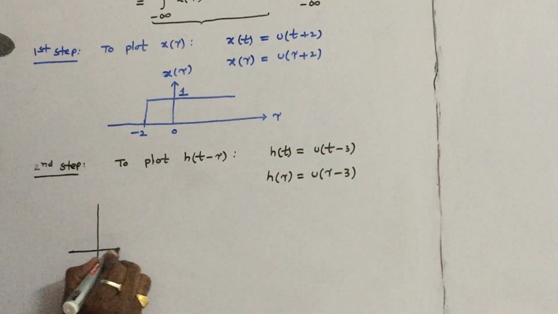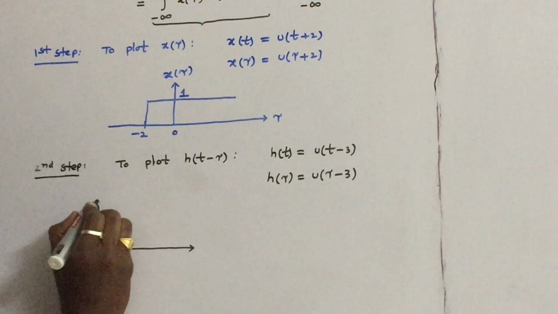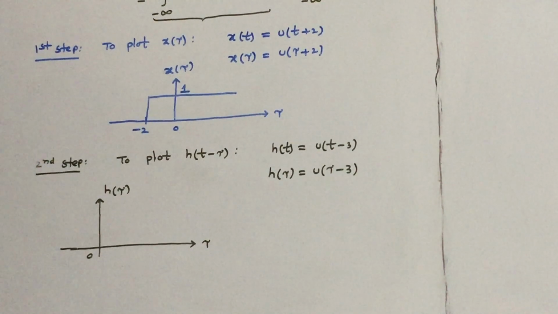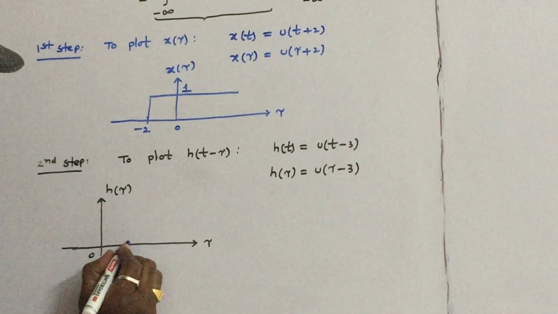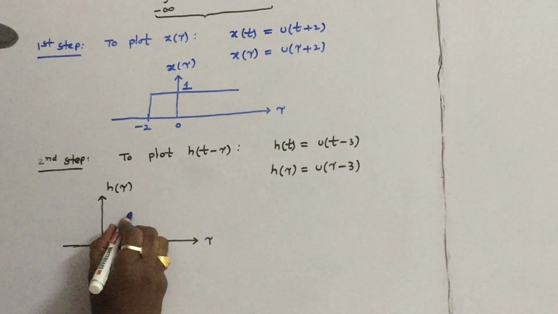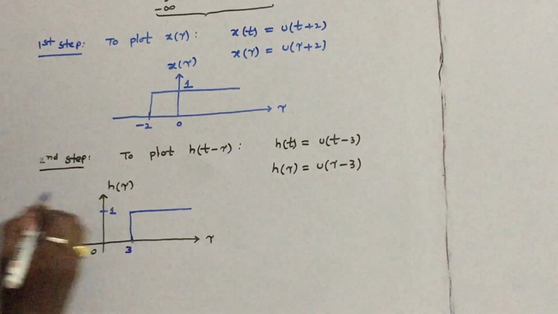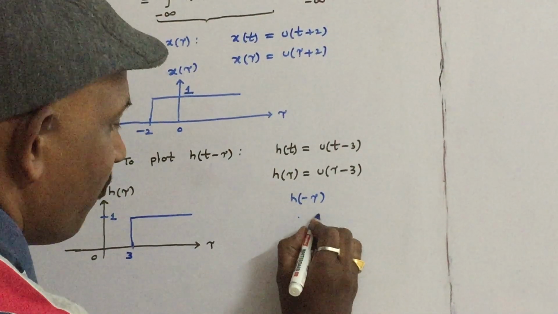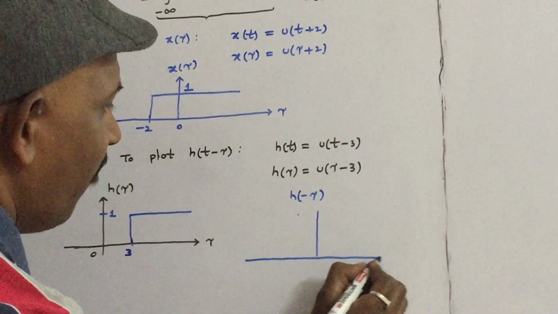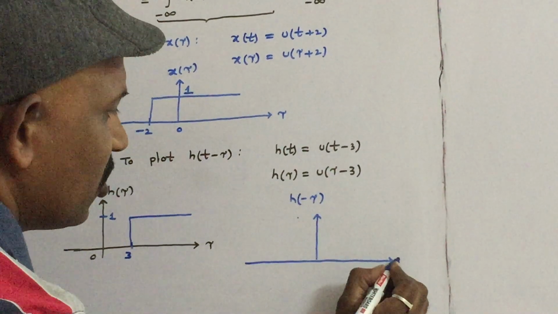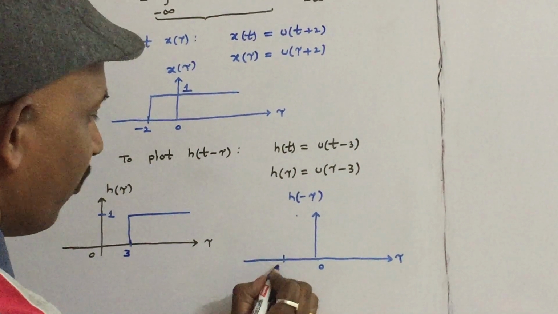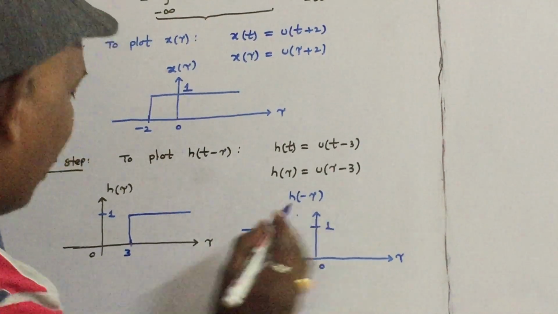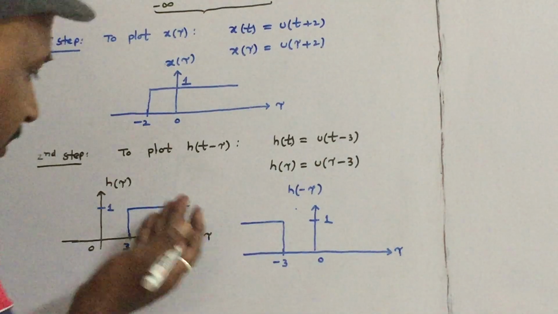First plot h of tau. So this is h of tau versus tau. It starts from tau is equal to 3. Therefore it starts from 3 towards the right side with amplitude 1. Next plot h of minus tau, that is the time reverse of h of tau. So h of minus tau versus tau starts from minus 3 towards the left side because it is time reversed. The right side we have to draw exactly to the negative side.